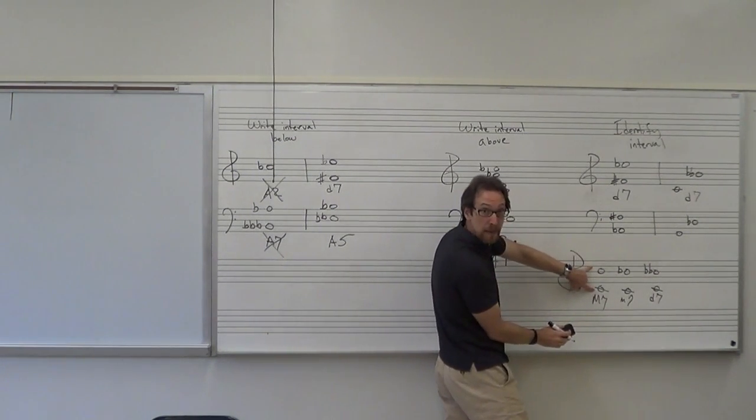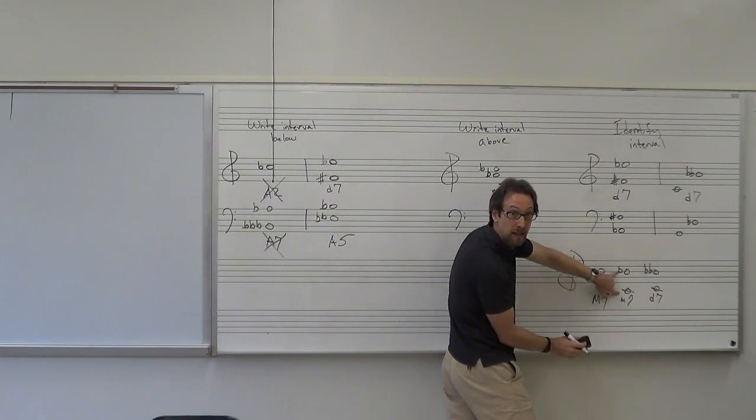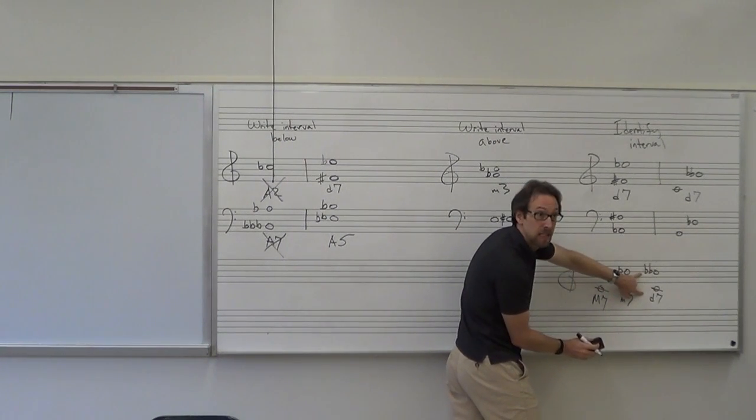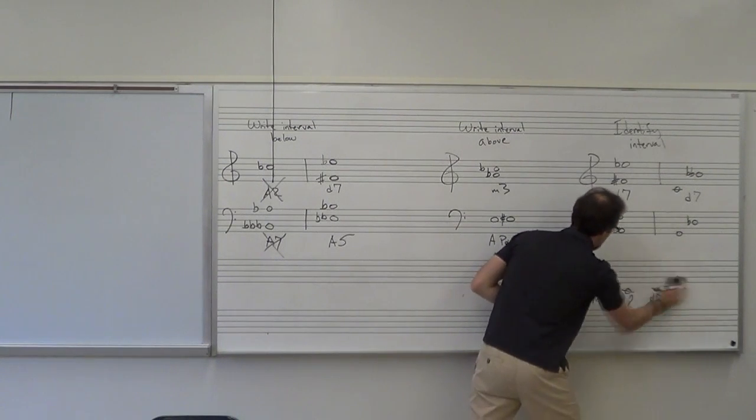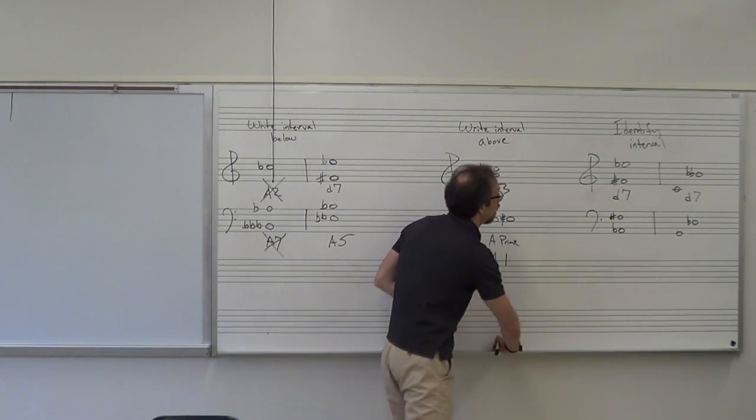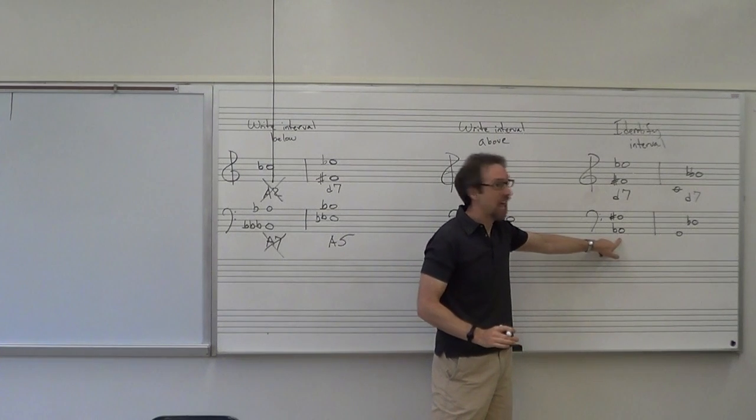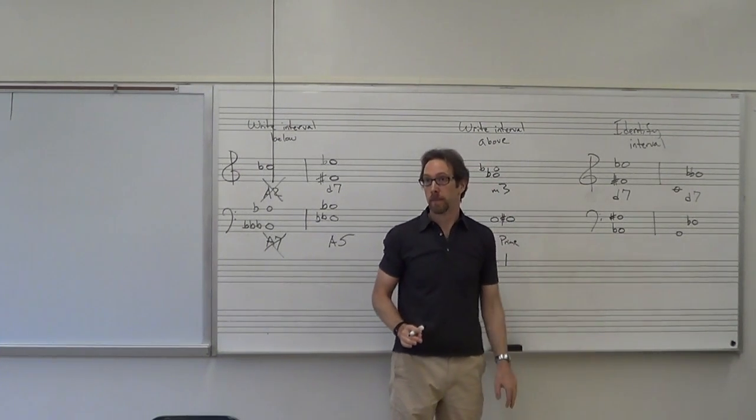But we figured it out. We said, okay, C to B, major 7. C to B flat, got to be minor 7. C to B double flat, diminished 7. All right. Next question, bass clef. A flat to F sharp.